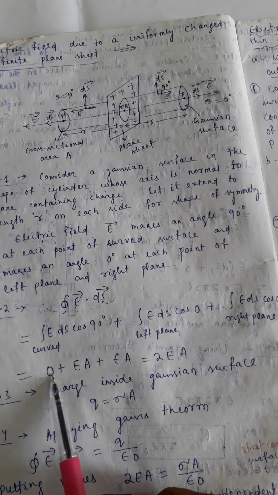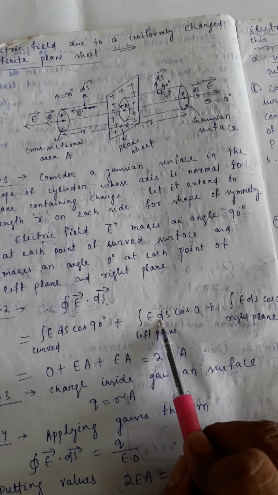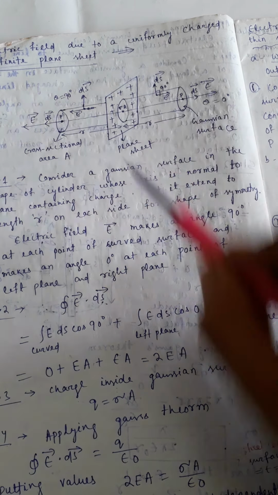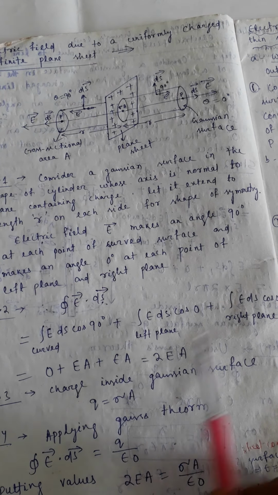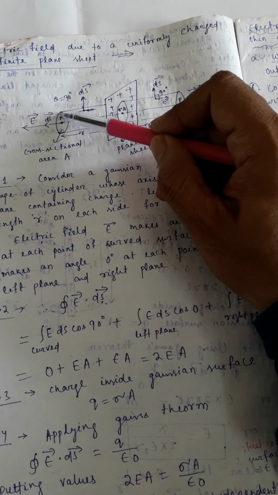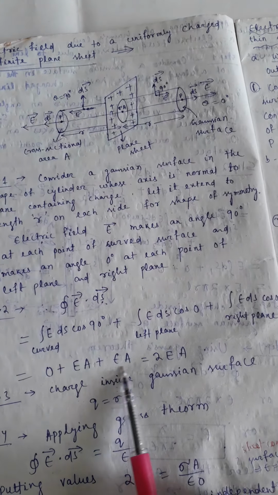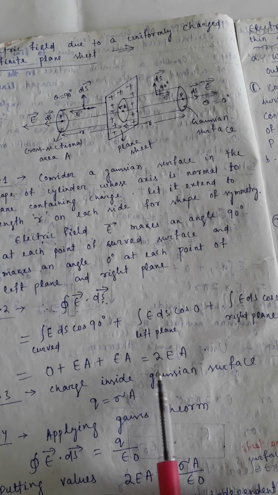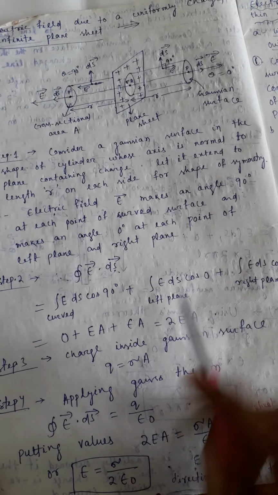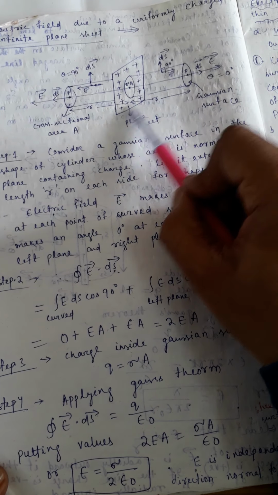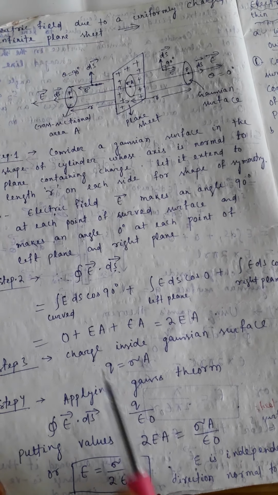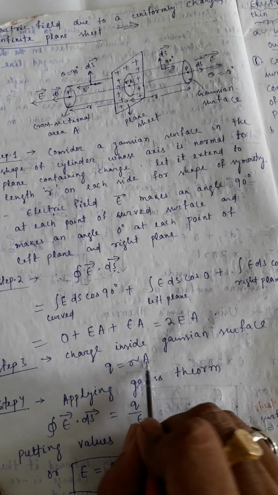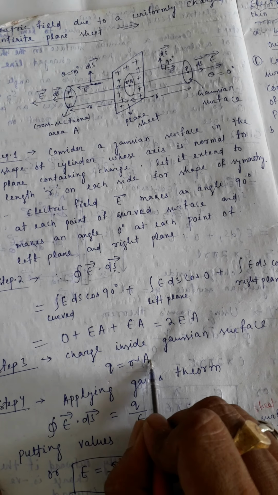So it will be 0 plus E dS, where this area is suppose A. So this will be EA plus E into the integration of dS. If this area is also A, it will be EA. So finally the closed integral E dS is equal to 2EA. And we know for an infinite plane sheet, the surface or areal charge density sigma is equal to charge per unit area. So Q is equal to sigma into A.